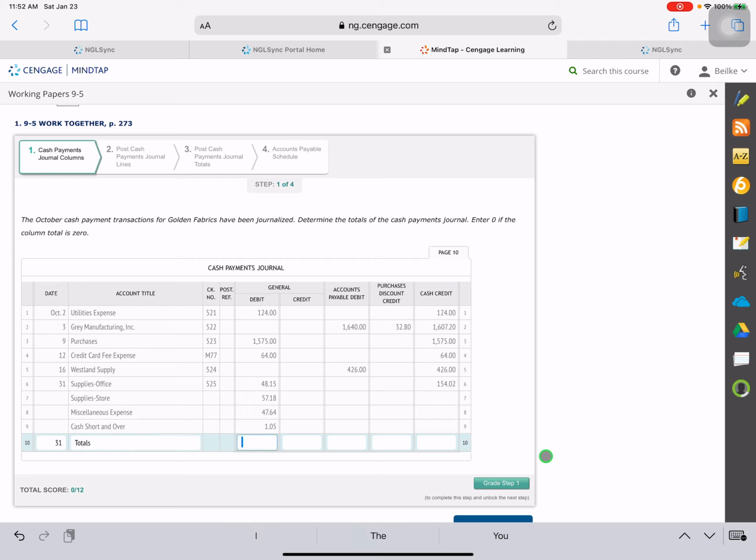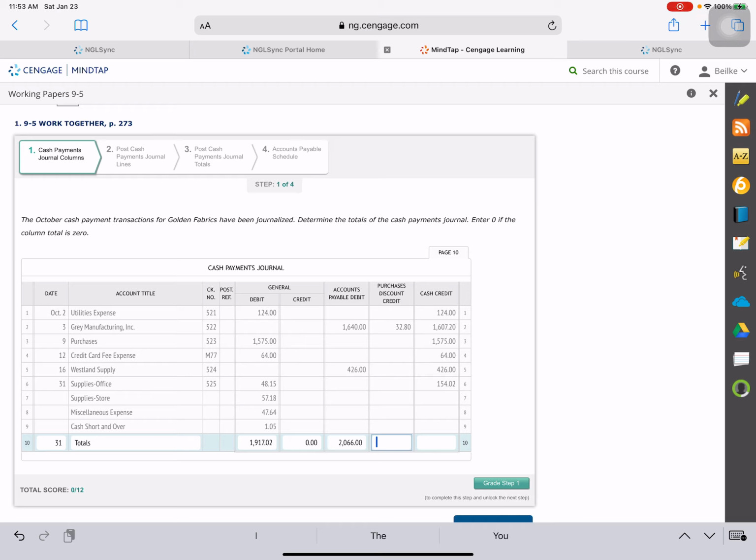And then we would go through, if we were doing this on paper, we'd draw a single line. We would add up our total of our general debit. And I will do that real quick for you, $1,917.02. And it's just going through and adding up that column. A general credit has 0, so we'll put a 0 in there. Accounts payable, debit, we would add up those two numbers and come up with $2,066.